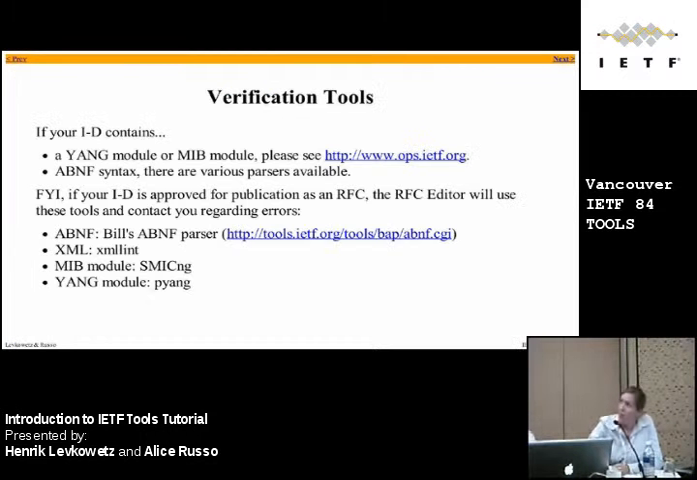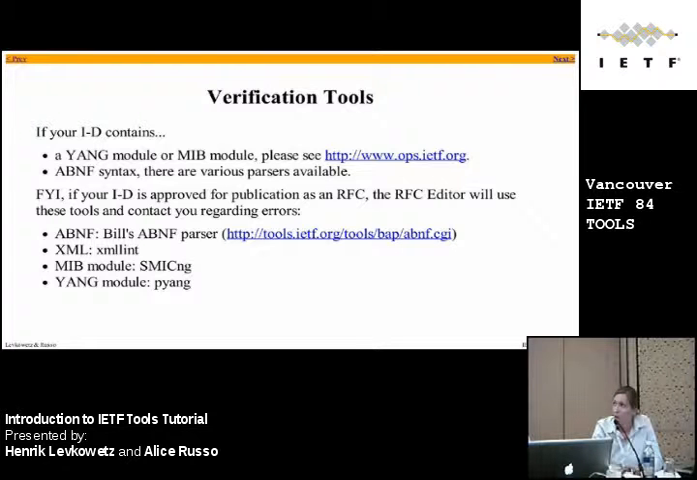And this is if your internet draft contains code. So you probably already are aware of these if you are writing an internet draft that contains, for example, a Yang module or a MIB module. The ops area provides tools for checking MIBs and Yang. If your document contains ABNF syntax, there are many parsers available.